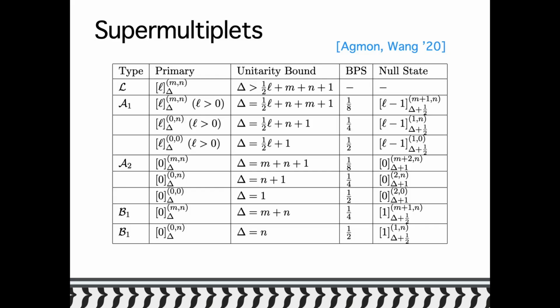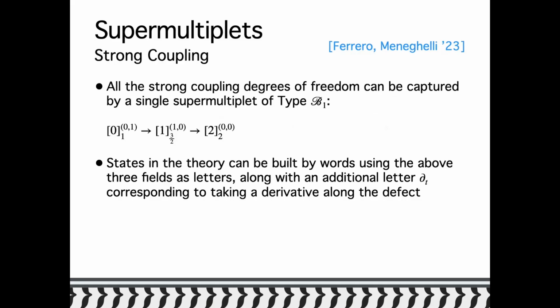But anyway, the purpose of this slide is just to tell you that there is a superconformal multiplet structure also inside this defect CFT. Okay, so once we know all of this, let us try to actually enumerate states in this one-dimensional defect. As I said, at strong coupling, there are various degrees of freedom. There are these fluctuations, massive and massless fluctuations, as well as fermionic modes. And all of these fluctuations can be captured inside a single superconformal multiplet of type B1.